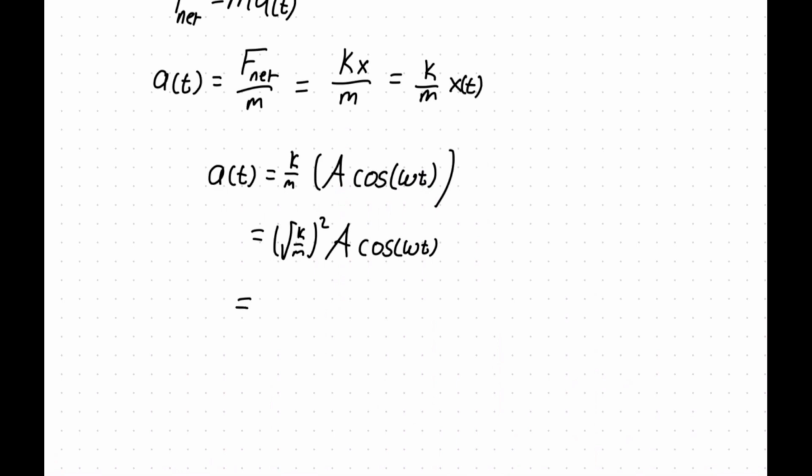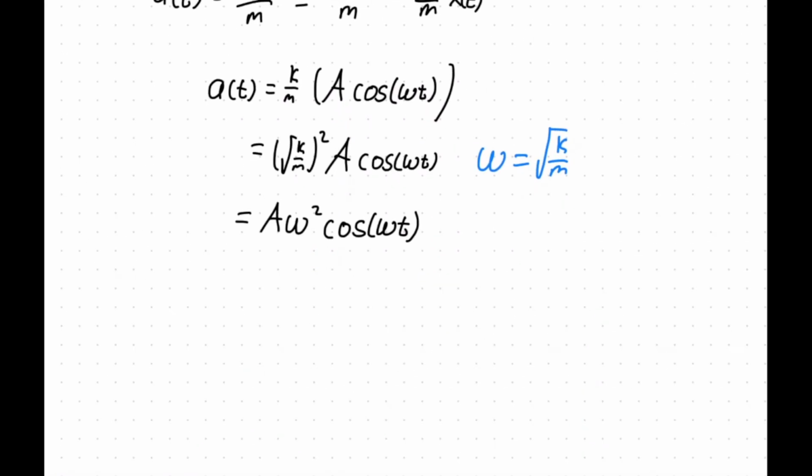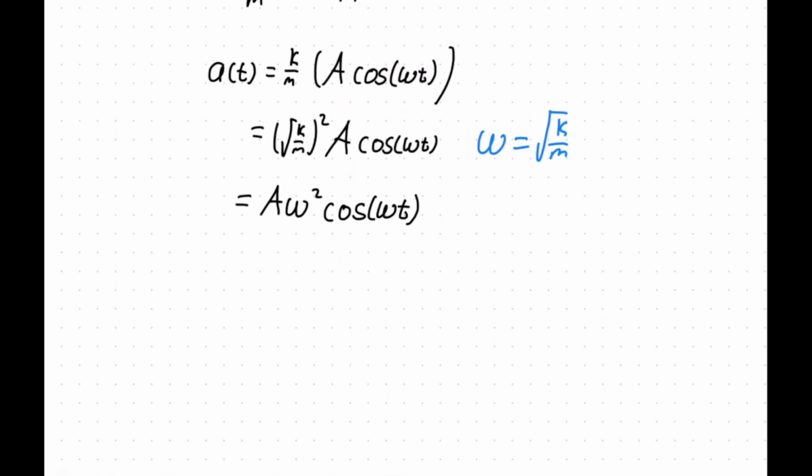But if I remember from previous videos, omega is also equal to the square root of k over m for simple harmonic oscillators, and for most oscillators as well. And so what I get then is A times omega squared times cosine of omega t. So that's awesome. That works out. Let's just check some things out to make sure it works.